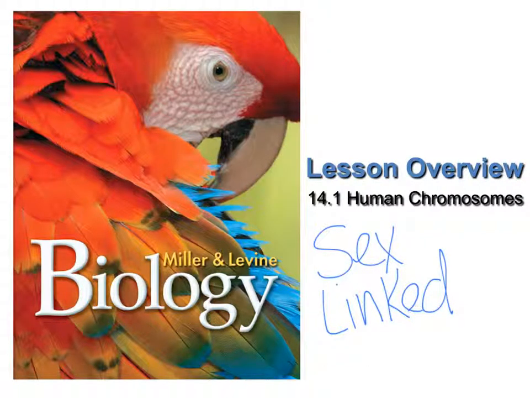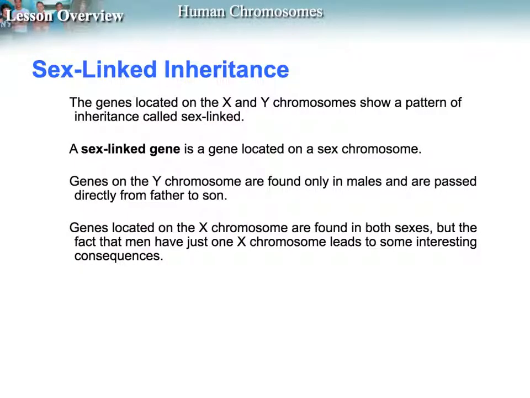Hi, in this video we're going to talk about how to do Punnett squares that are called sex-linked. The genes located on the X and Y chromosomes show a pattern of inheritance called sex-linked. A sex-linked gene is a gene located on a sex chromosome.